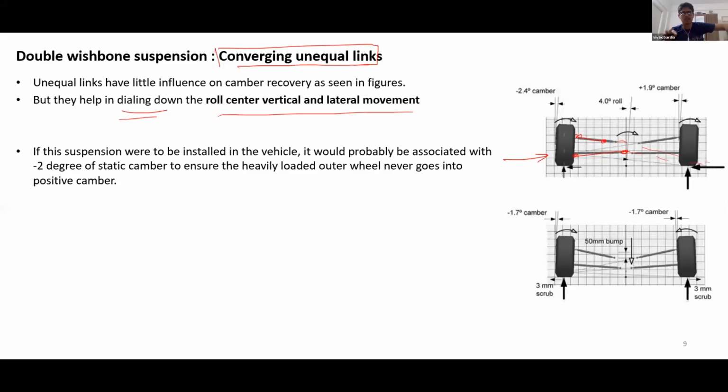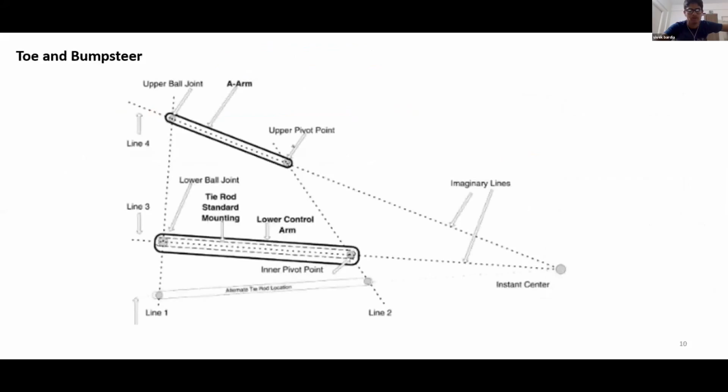So this concludes the camber part of the suspension. Let me just give you one slide about the toe part as well, because toe is also critically important. For toe, again, for straight line motion, we would like to have zero toe. For acceleration and braking, we need to have zero toe. Absolutely zero, so the static toe that you have is zero during acceleration and braking.